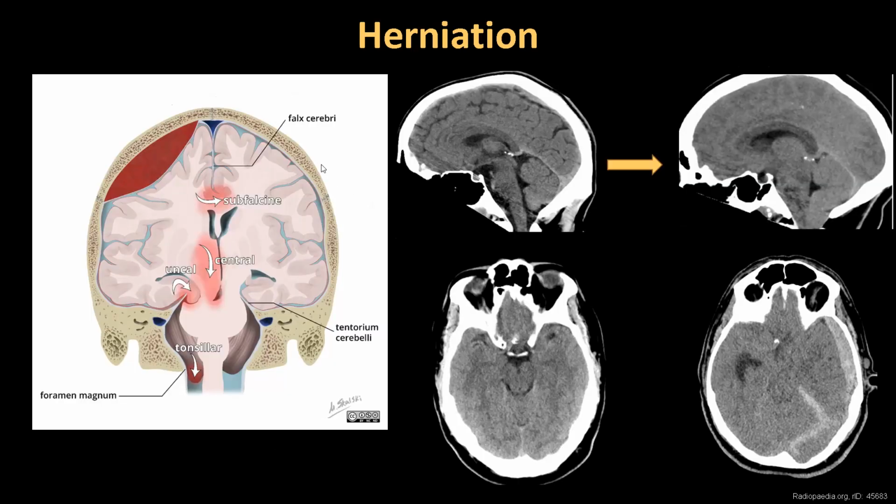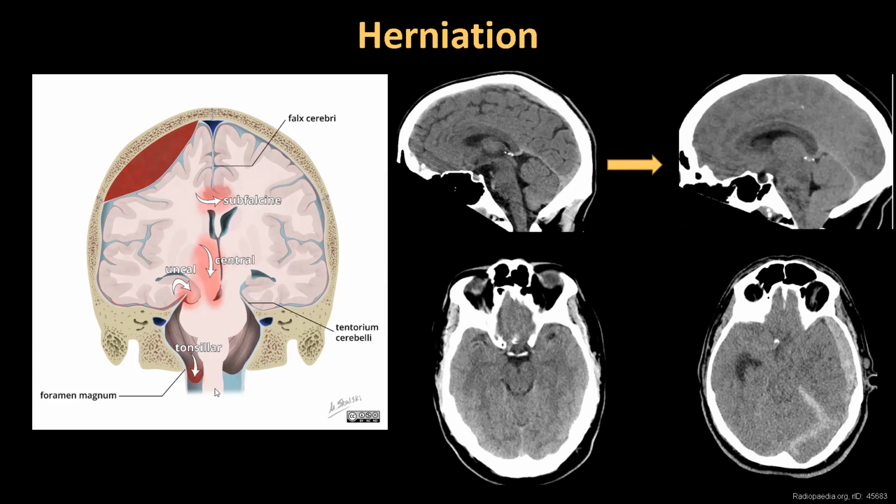This schematic just shows different types of herniation, which I won't try to dwell on too much. There's subfalcine herniation, where you have gray matter going underneath the falx to the other side, which can be impinged and cause ischemia or infarct. There's uncal herniation. There's descending transtentorial herniation. And then there's tonsillar herniation, when your cerebellar tonsils start getting pushed through the foramen magnum.